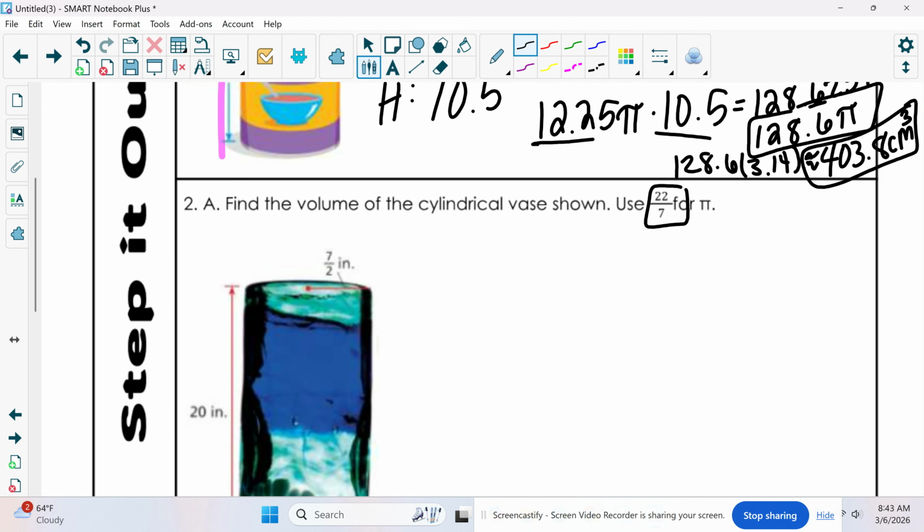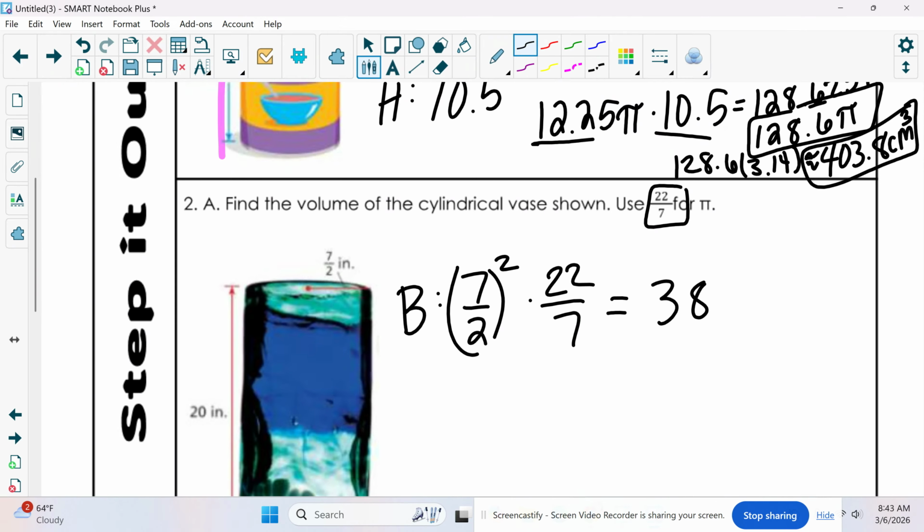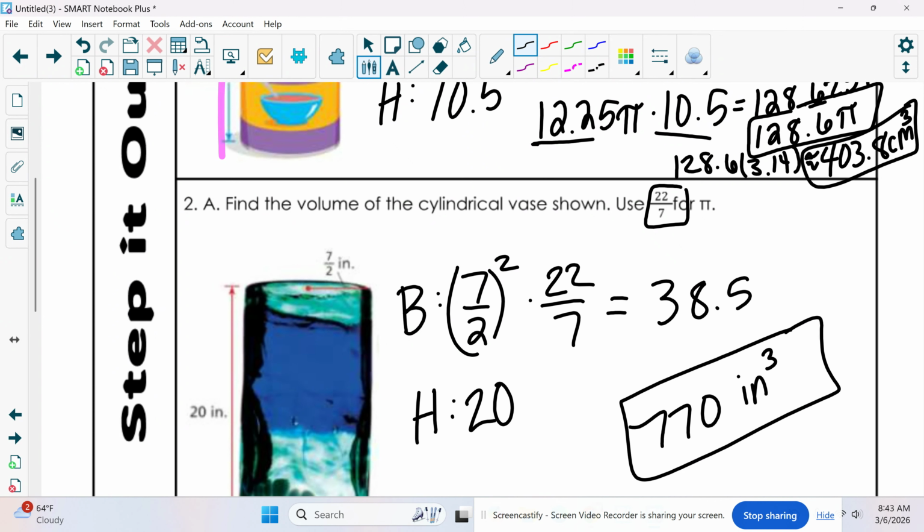Alright, you should have gotten 770 inches cubed. Good, because the area of your base, you should have done 7/2 squared times 22/7. And you should have gotten 38.5. And your height was 20. And when you multiply the two together, you should have got 770 inches cubed. Good job. You should feel good. You did it.